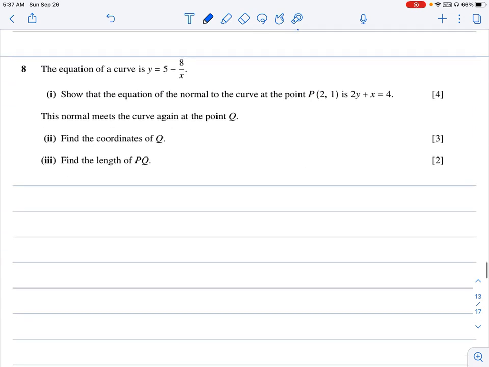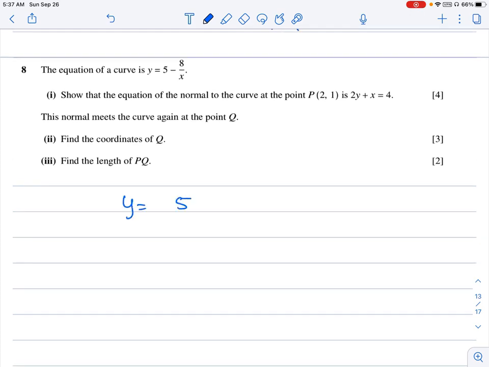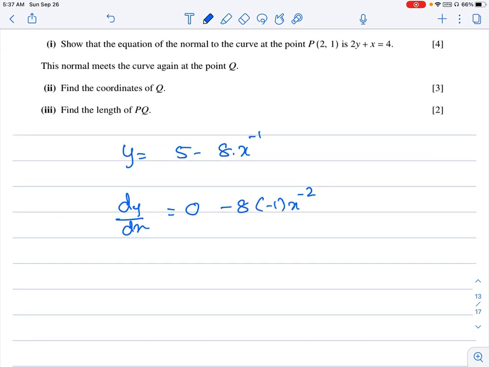Now coming to question number 8. The equation of the curve is y is equal to 5 minus 8/x. Show that the equation of the normal at the point P (2, 1) is this one. So y is equal to 5 minus 8x to the power of minus 1. So I find dy/dx: the derivative of 5 is 0, minus 8 times minus 1, x to the power of minus 2.